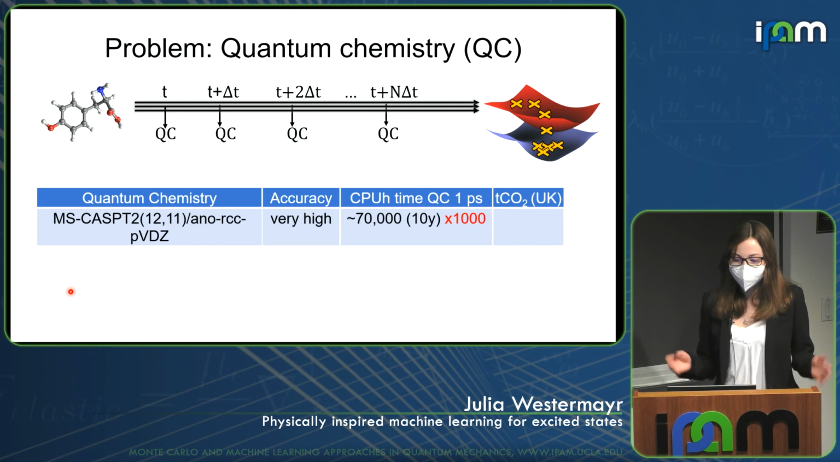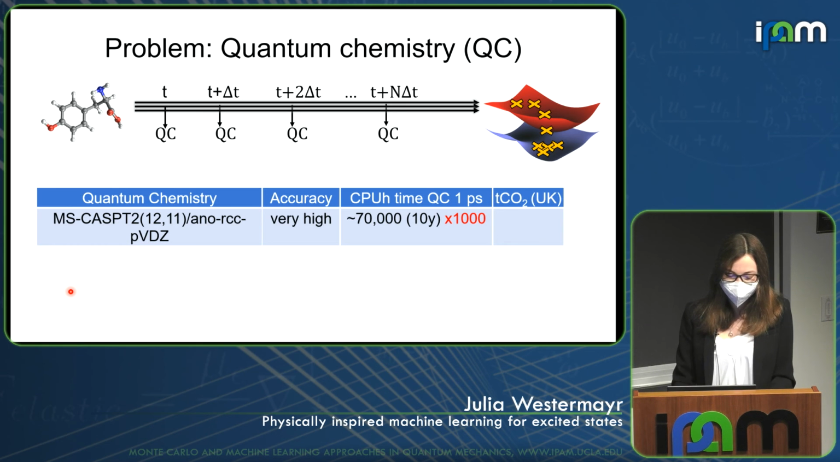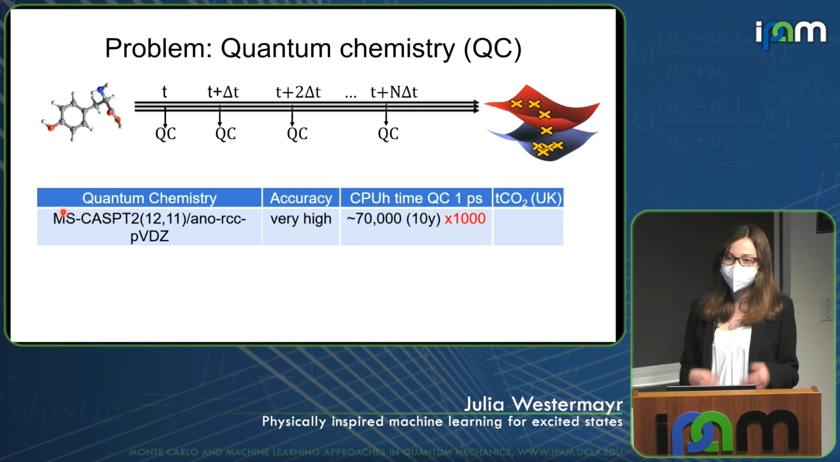I guess I don't have to introduce why we need machine learning, but for excited state dynamics, it's even more dramatic than for ground state dynamics. If we want to simulate, for instance, the photodynamics of tyrosine, an amino acid, with a multi-reference method, then the simulation of 1 picosecond would take about 10 years. And remember, we need to do these trajectory calculations about 1,000 times.